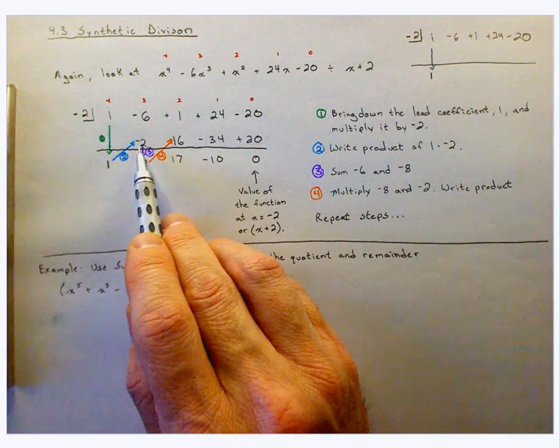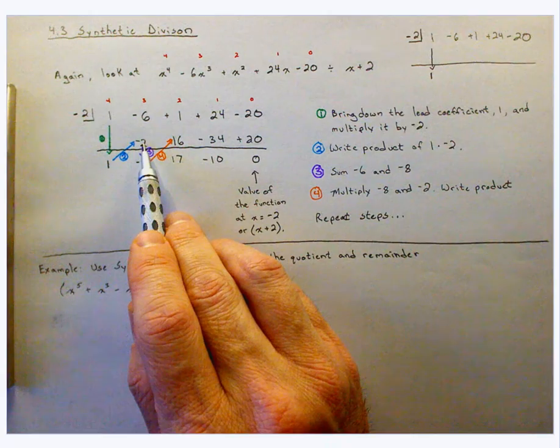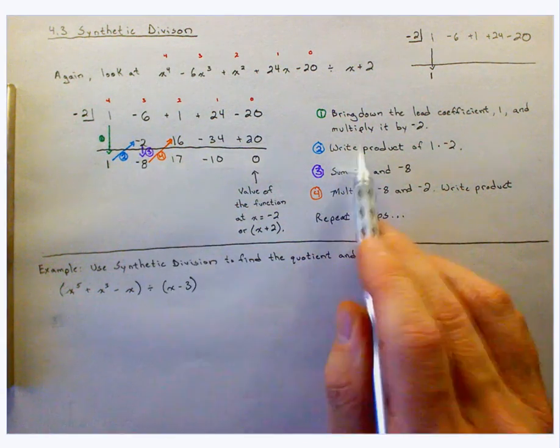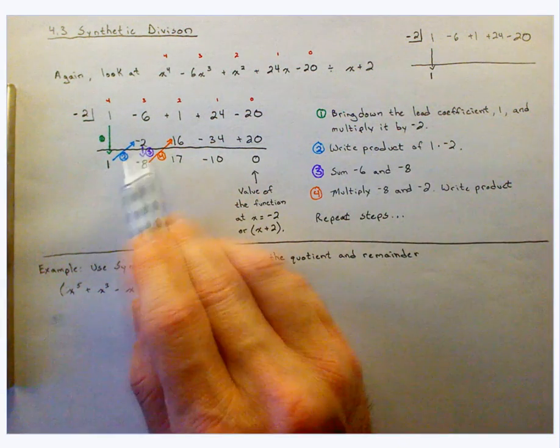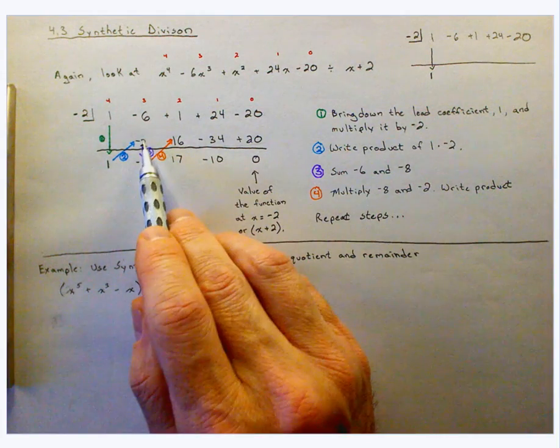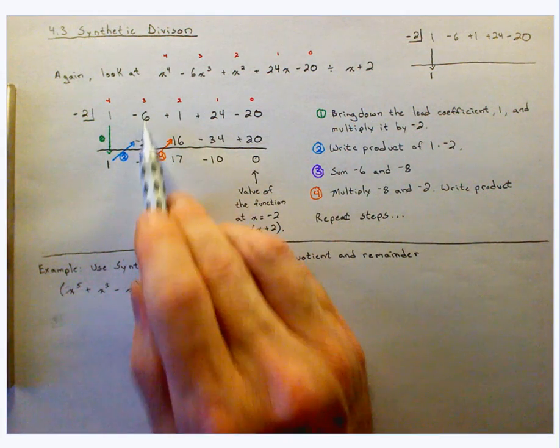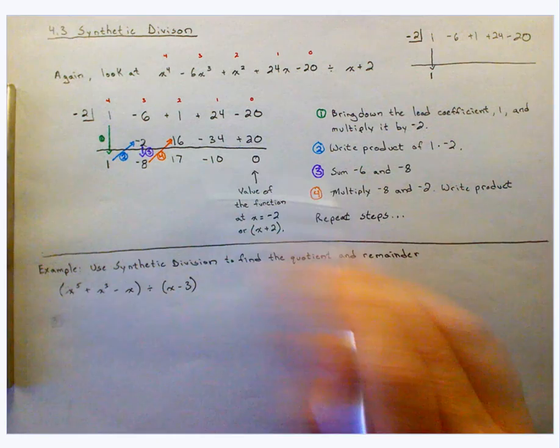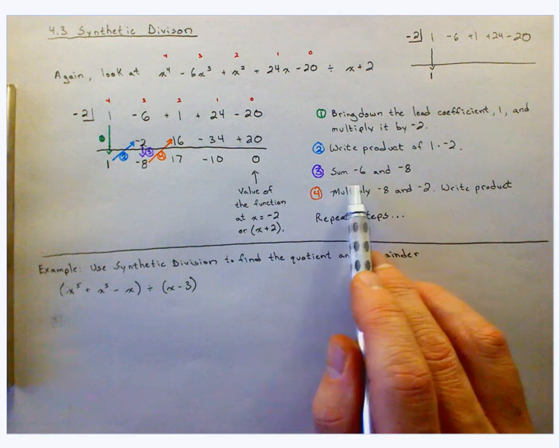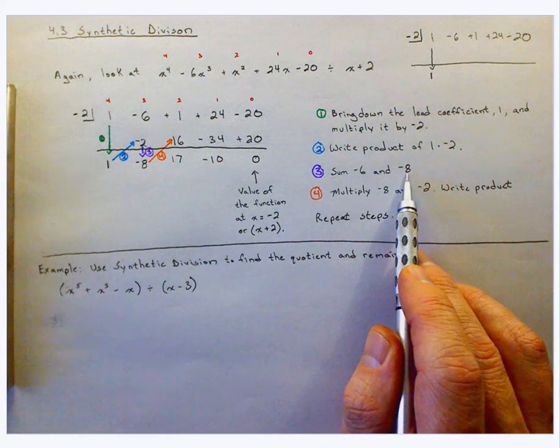And then for step 2, I'm going to write my negative 2 up there. I write the product of 1 and a negative 2. And then I just do the math, I add them together. A negative 6 plus a negative 2 is a negative 8. See, step 3, I sum negative 6 and negative 8.